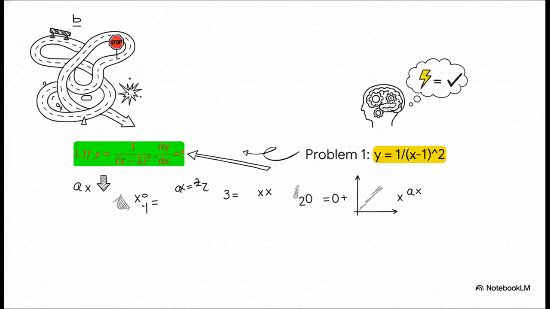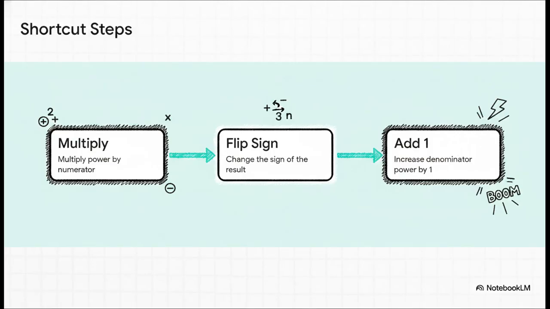Let's break down the logic of how we actually get there. Here is the visual map of our shortcut. I really want you to commit these 3 steps to your daily review schedule. Step 1, multiply the denominator's power by the numerator. Step 2, just flip the sign. Step 3, increase the denominator's power by exactly 1. Oh, and finally, if there is a coefficient next to your x, you just multiply by that at the very end.